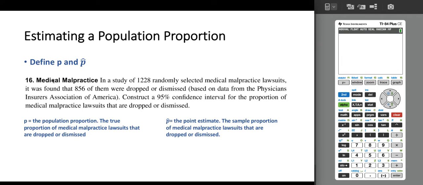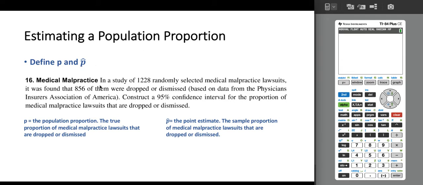This example was taken from your book. It has to do with medical malpractice. Let's read this. In a study of 1,228 randomly selected medical malpractice lawsuits, it was found that 856 of them were dropped or dismissed. What we're asked to do is to construct a 95% confidence interval for the proportion of medical malpractice lawsuits that are dropped or dismissed. So what's the difference between P and P hat?